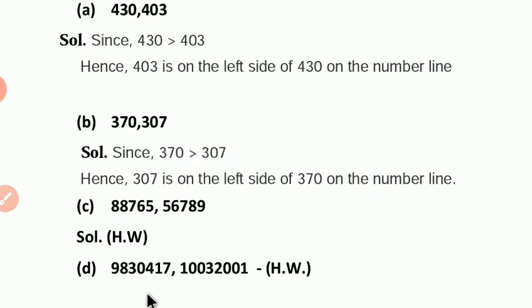Nothing you have to do. You have to compare the given two numbers, and the number which is smaller than the second number will be on the left side of that number on the number line. So third one, 88,765 and 56,789. In this also you have to compare these two numbers, and you can see that 56,789 is smaller than 88,765. It means which number will be on the left side? 56,789 will be on the left side of 88,765 on the number line.